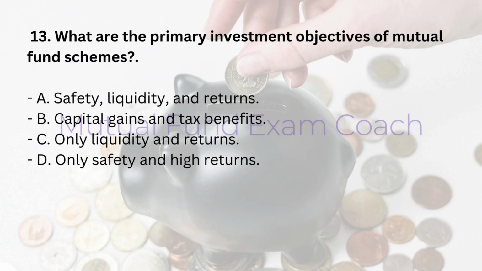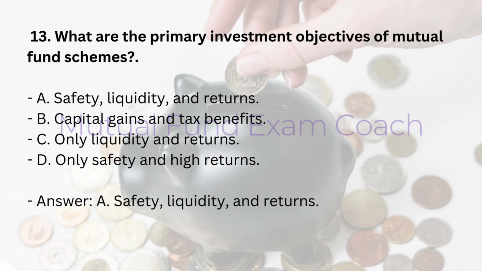13. What are the primary investment objectives of mutual fund schemes? A. Safety, liquidity, and returns. B. Capital gains and tax benefits. C. Only liquidity and returns. D. Only safety and high returns. Answer: A. Safety, liquidity, and returns.